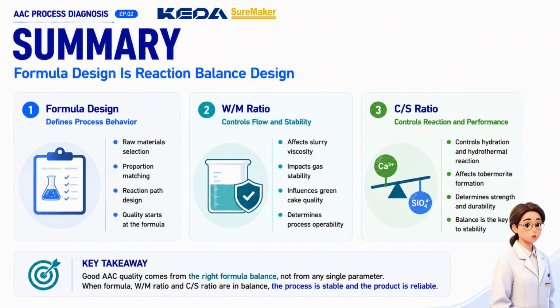Second, the water-to-material ratio determines slurry flowability, the matching between gas generation and thickening, the uniformity of product pore structure, and the size of watermarks. Third, the calcium-to-silicon ratio determines the speed of hydration and hydrothermal reaction during the pre-curing stage, the autoclaving system, the formation of target products such as stable tobermorite phases, and the final physical properties of the product.